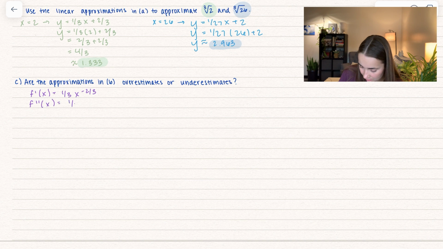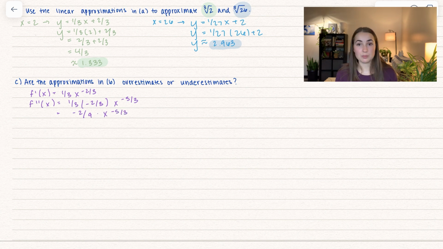So I get 1/3 times negative 2/3 x to the negative 5/3. And we can go ahead and multiply that. So I get negative 2 over 9 times x to the negative 5 over 3. So remember, we want to find points of inflection, but the only interval we care about is where the linear approximation is occurring. So remember, we're looking at the points x equals 2 and x equals 26. So let's go ahead and think about this when we're finding our points of inflection.